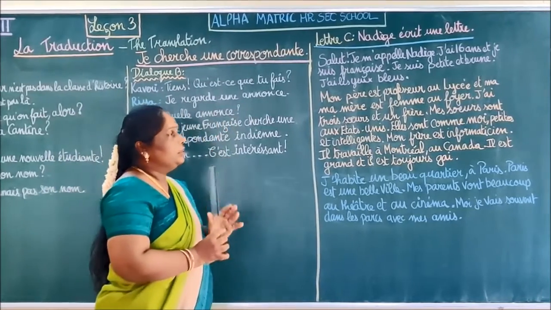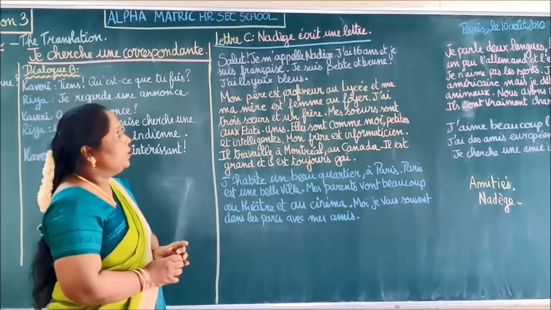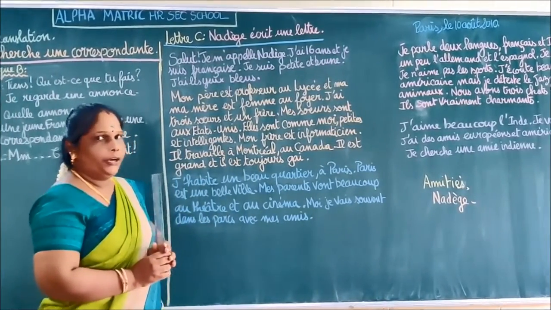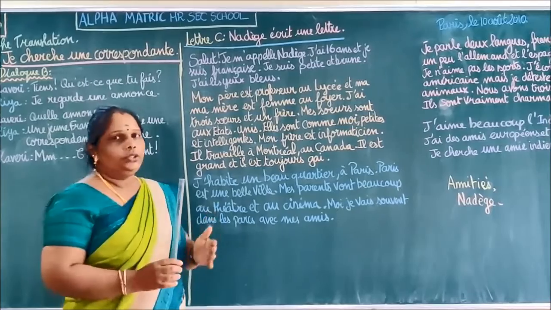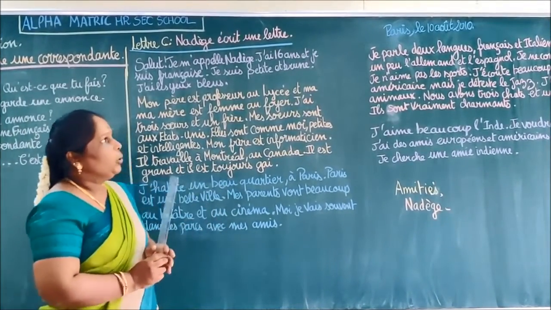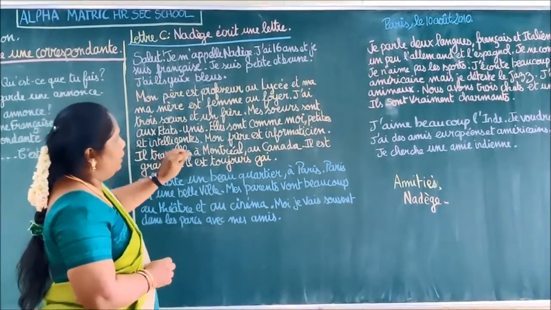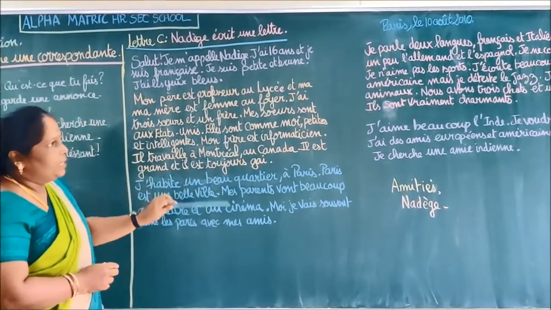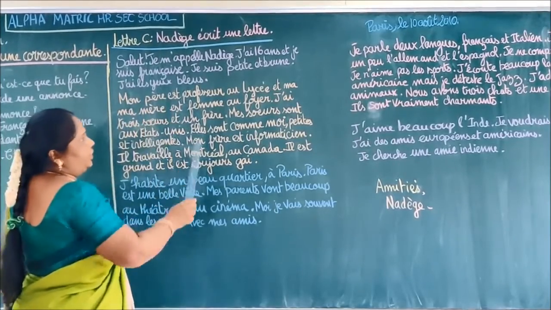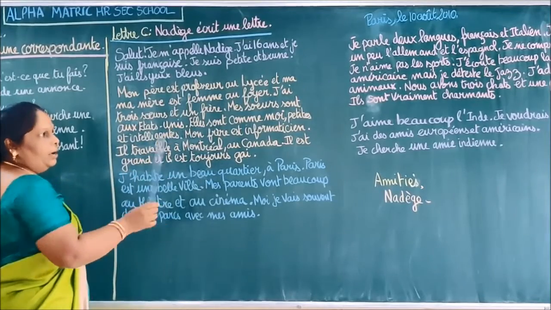Now for the third thing, you are going to see a letter. Letter C. It's a letter which Nadesh is writing to her correspondent. In this letter, she is going to describe herself and her family members, what she is doing and all. We are going to see it paragraph by paragraph. I have written in colors. You can see the different shades. I am going to start reading the letter now. I am going to stop at each paragraph and explain the passage.